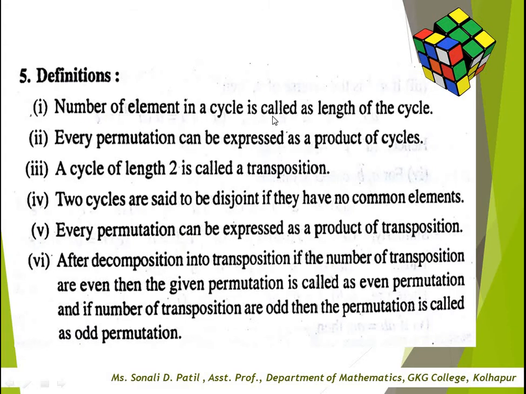The number of elements in a cycle is called the length of the cycle. Every permutation can be expressed as a product of cycles. A cycle of length 2 is called a transposition. Two cycles are said to be disjoint if they have no common elements. Every permutation can be expressed as a product of transpositions. After decomposition into transpositions, if the number of transpositions is even, then the given permutation is called an even permutation, and if the number of transpositions is odd, then the permutation is called an odd permutation.